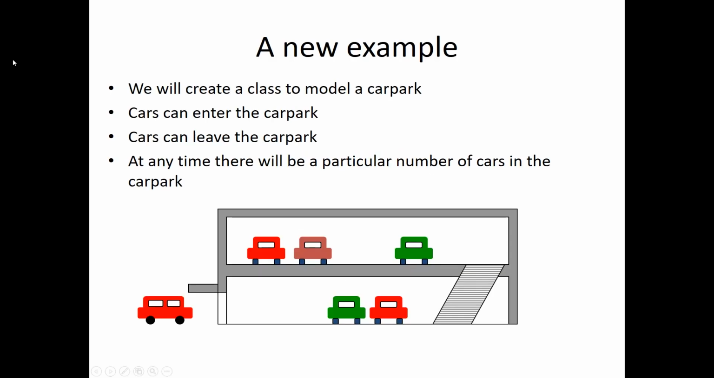So the example we're going to give you is for a car park. Really simple car park class. The rules are that a vehicle can enter the car park and vehicles can leave the car park, but at any time there will always be a record of how many cars are in the car park at that particular time.